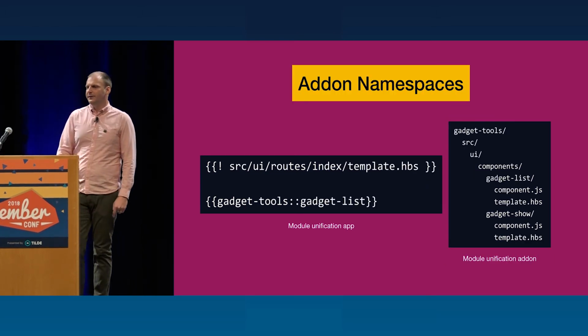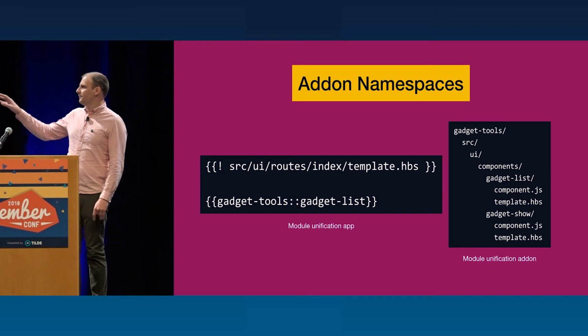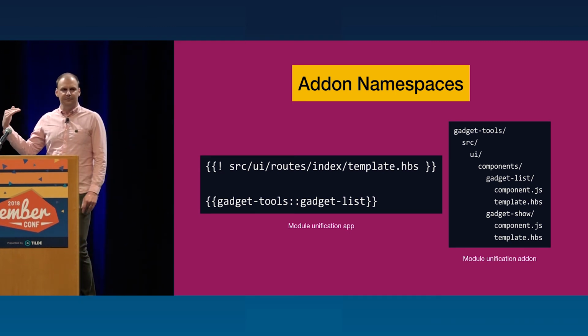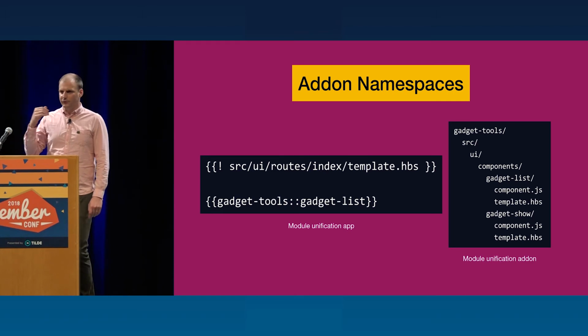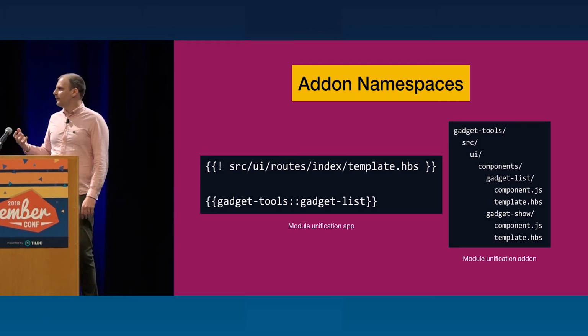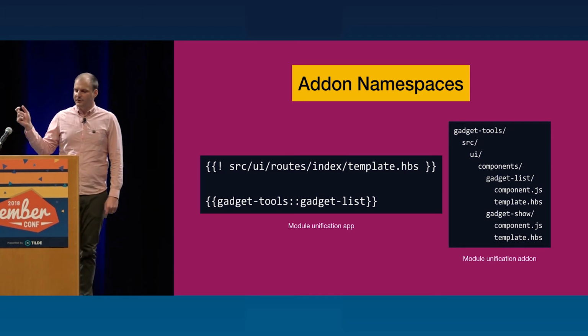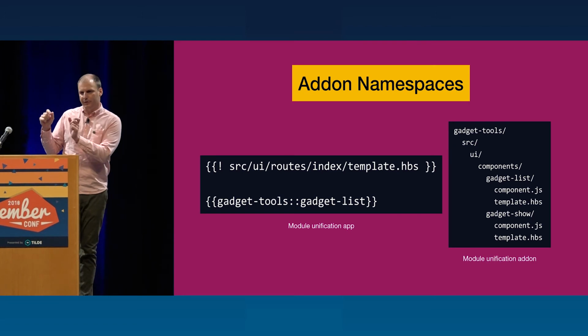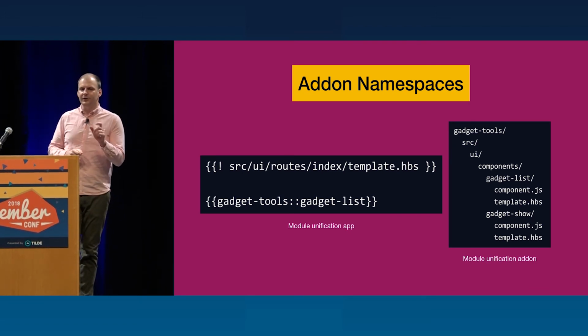So what we've created in module unification add-ons, so on the left here we have a module unification app with a source directory, and on the right we have a module unification add-on that also has a source directory, is the idea of namespaces for add-ons. So on the left we use the add-on name, gadget-tools, and then the colon denotes that now I want to talk about a component or a helper that's inside of that add-on namespace, and I basically reach into the source directory that exists for that add-on.